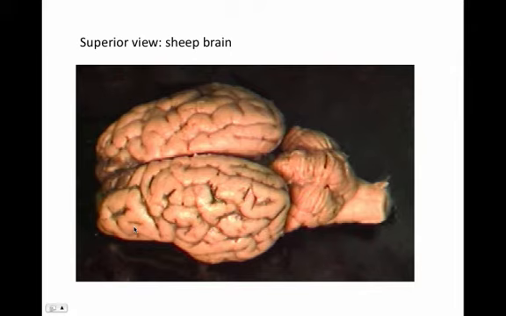Frontal lobe. Posterior to the central sulcus, name this brain division. Parietal lobe. We don't have a particularly good view of the temporal lobe, so we'll wait till we get to the human brain before we look at the temporal lobe there.